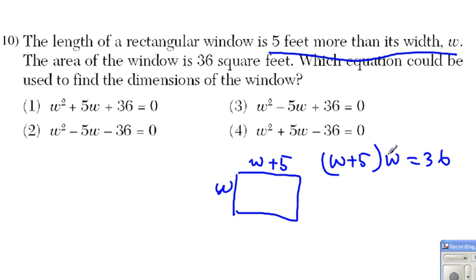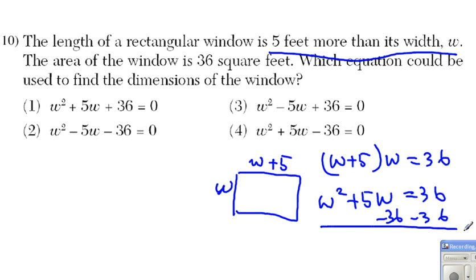Now, if you distribute w to both of them, we will end up getting w squared plus 5w equals 36. Now notice that all the equations have zeros at the end, so in the first half we've got to subtract 36. Then we would have w squared plus 5w minus 36 equals 0. There it goes. Therefore, we have our answer, choice number 4.